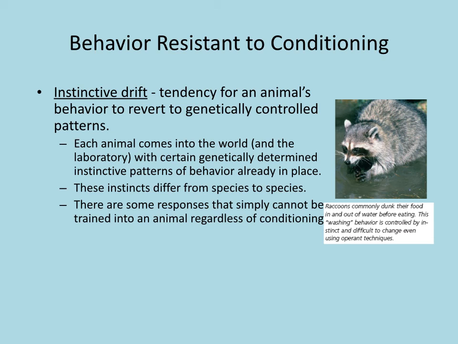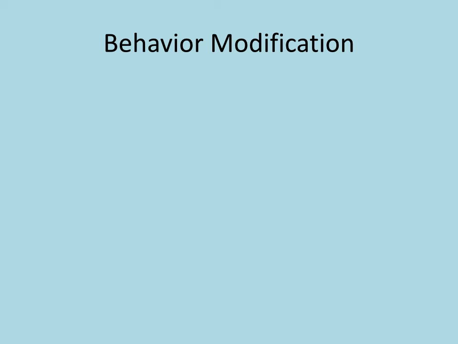Like, no matter what, we will not be able to train a raccoon to sit at a table and eat with a fork and knife. We just can't. And there's also some humans we can't. I'm just kidding. I mean, sometimes. Okay? So, depending on what type of behaviors you're trying to do will allow instinct drift and some will not. Now, when we deal with behavior modification, we're dealing with operant conditioning.